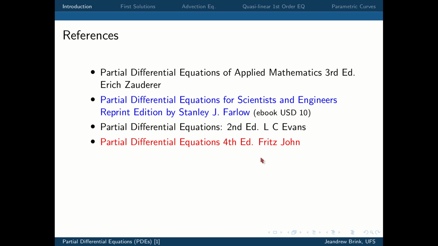This one I used to start. This is a very old book. It's a classic. It's Partial Differential Equations, 4th edition, Fritz John. There are online copies available, so I would download that. Especially the first part of our course comes directly out of that.